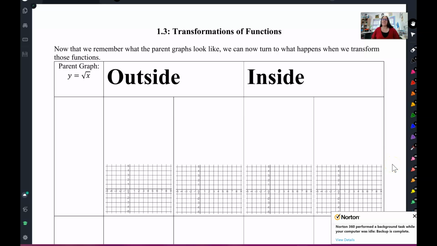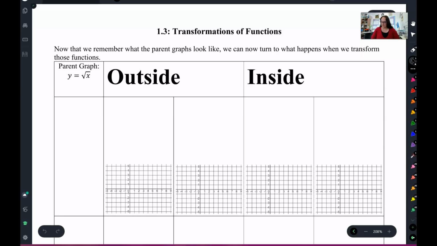In this lesson, it is all about transformations. So to get started with this lesson, we're going to start right here by filling out this chart. This chart is your key to all things transformations. So let's start with this.